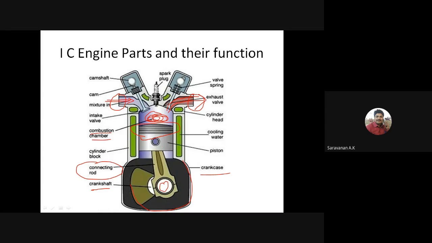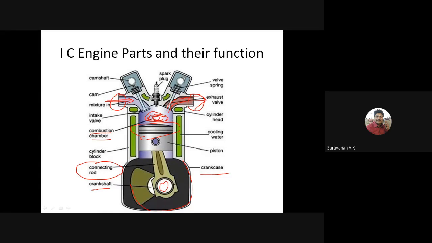So why are we using the rings? Because we have to dissipate the heat from the cylinder, right? We have to cool the engine, right? So in this, a groove-shaped element is there. In that groove-shaped element, tight sealed rings will be there, right? The rings will be used to cool the cylinder.